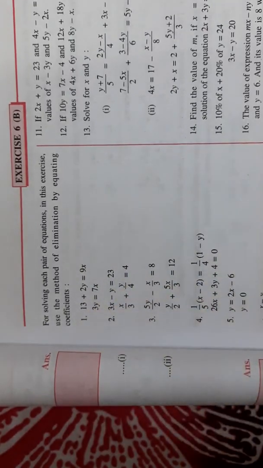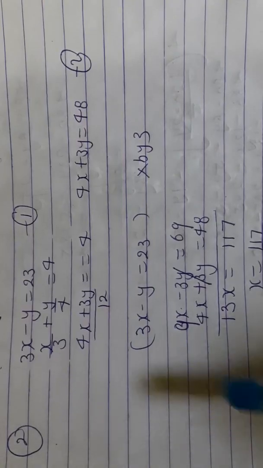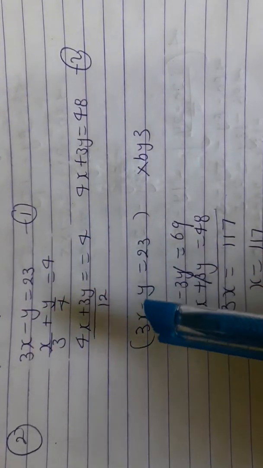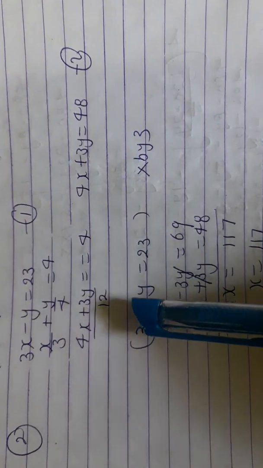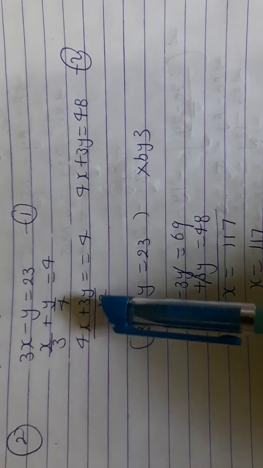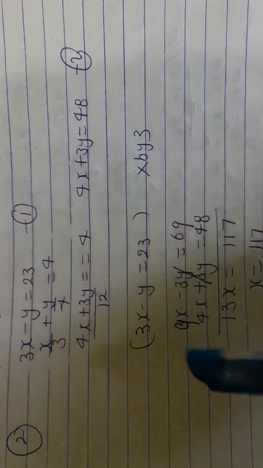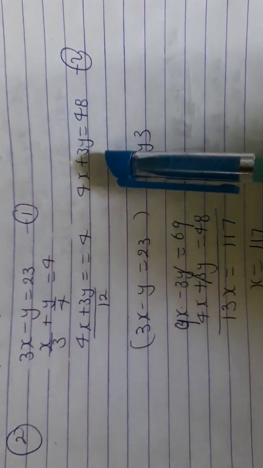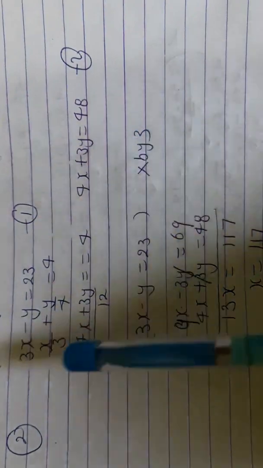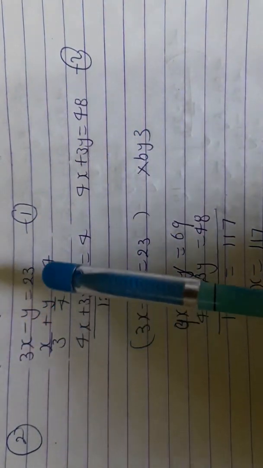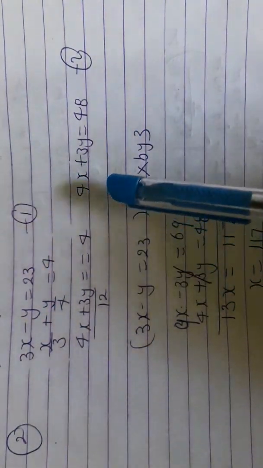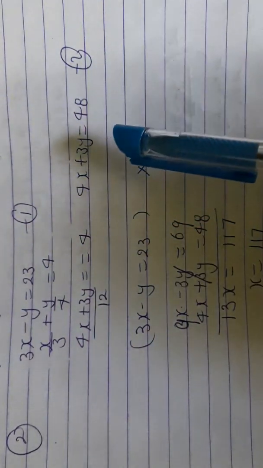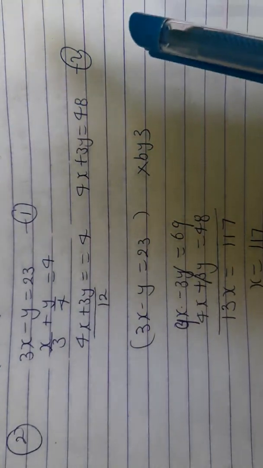So x upon 3 plus y upon 4 is equal to 4. Then we'll take the LCM. The LCM of 3 and 4 is 12. So 4x plus 3y upon 12 is equal to 4, and then 12 will be multiplied across. So 4x plus 3y is equal to 48. So 3x minus y is equal to 23 is the first equation, and 4x plus 3y is equal to 48 is our second equation.